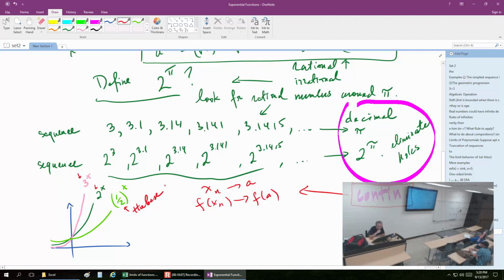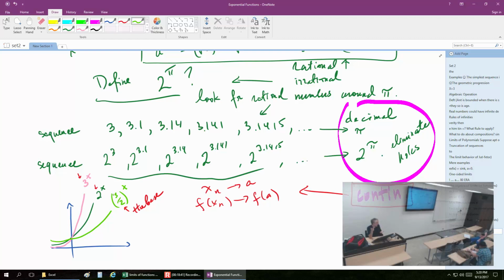Okay, so what about base? What if base is negative? Say -1. Hold on a second. No, hold on. I messed up. What I meant here is not 1/2. I meant 3/2. So we go down slightly from 2 to 3/2, and so the growth is slower.